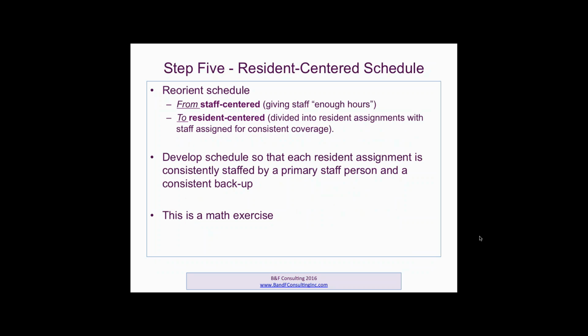Putting together a resident-centered schedule is different from a staff-centered schedule. A staff-centered schedule is one that looks to make sure that staff get their hours. A resident-centered schedule looks to make sure that residents get the same caregivers caring for them as much as possible. Develop a schedule so that each resident assignment is consistently staffed by a primary staff person and a consistent backup. A resident-centered schedule really is a math exercise.